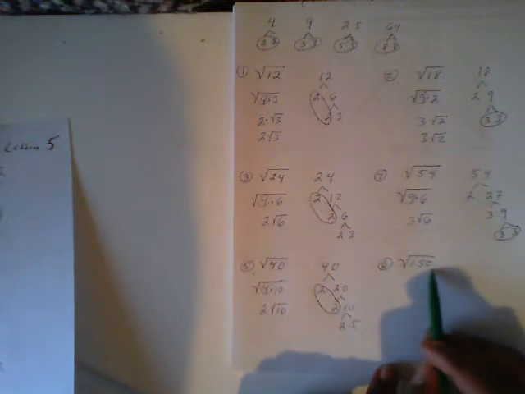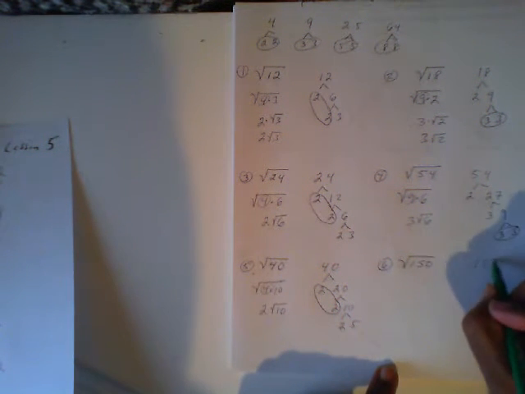Okay, 150. 150, we'll divide that by 2, and that'll be 2 times 75. And then I'll divide that by 3. That'll be 3 times 25. And then I'll divide this by 5 and get 5 times 5.